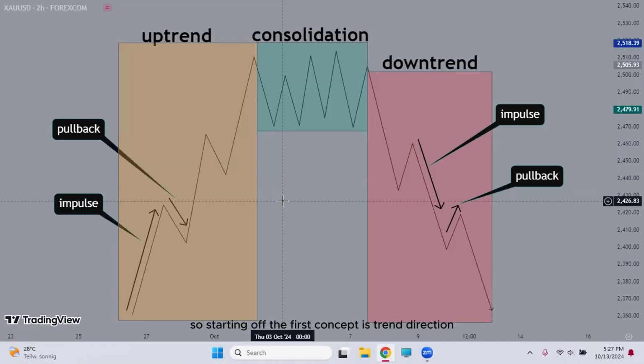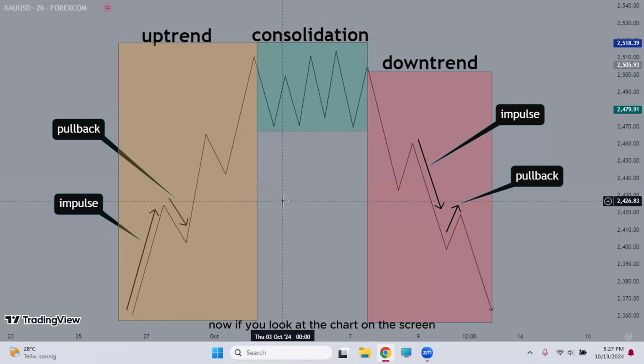Let's go. So starting off, the first concept is trend direction. We are going to trade in the direction of the trend. So to do that, we are going to have to analyze the charts and conclude where the market is heading. There are three major trends in this market. You have the uptrend, consolidation, and the downtrend. Example of an uptrend is as follows.